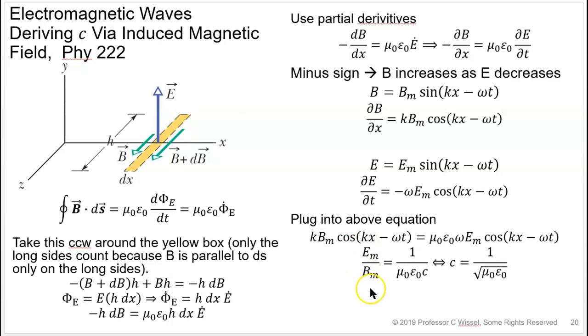So then E max over B max, these are just the amplitudes of the waves, equals 1 over mu naught epsilon naught c. And if we solve this, it winds up that c equals 1 over the square root of mu naught epsilon naught. So this defines c in terms of the fundamental constants for electricity and magnetism, mu naught and epsilon naught. And this is further proof this is an electromagnetic wave.